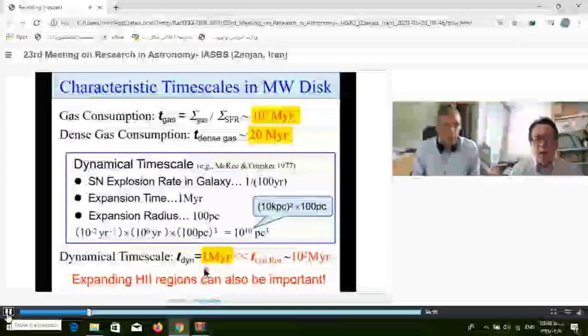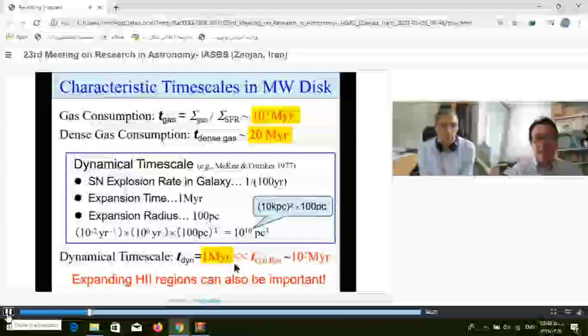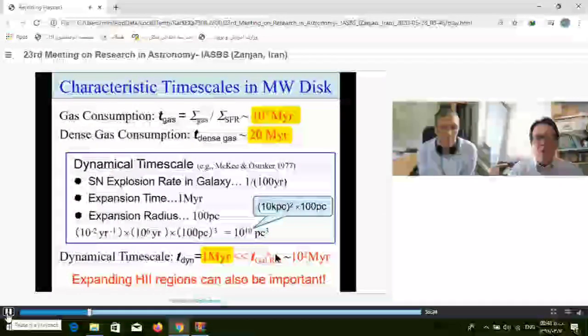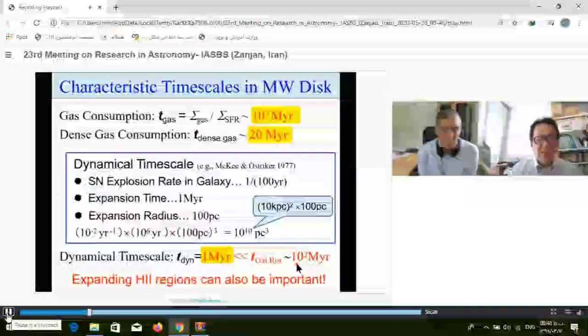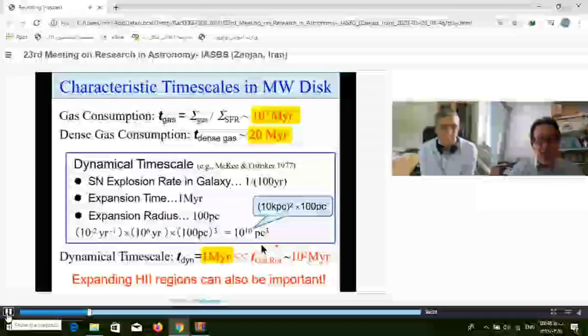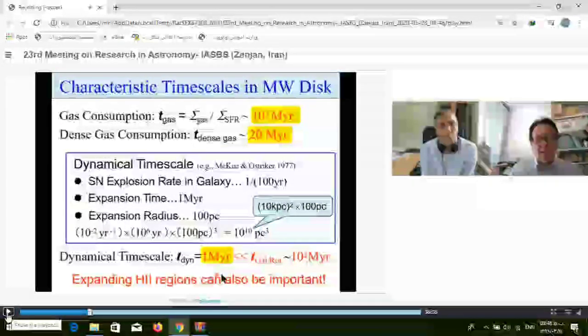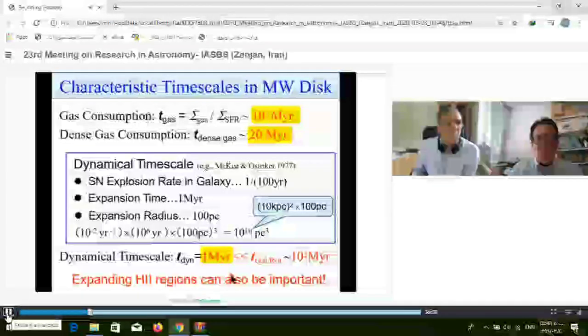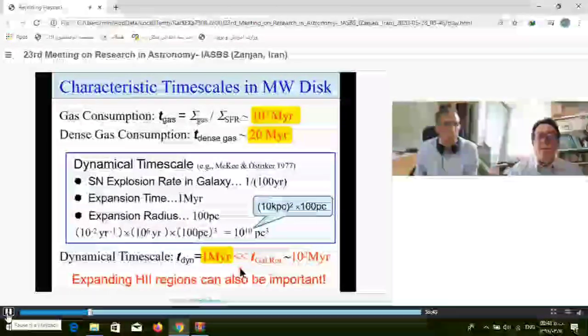This is a shockwave sweeping time scale. This is much smaller than the rotation of the galaxy, which is about 200 million years. So this is about supernova remnants, supernova explosions, but of course, expanding H2 regions can also be important. But anyway, let's take the number 1 million years. This is a typical time scale of shockwave sweeping.